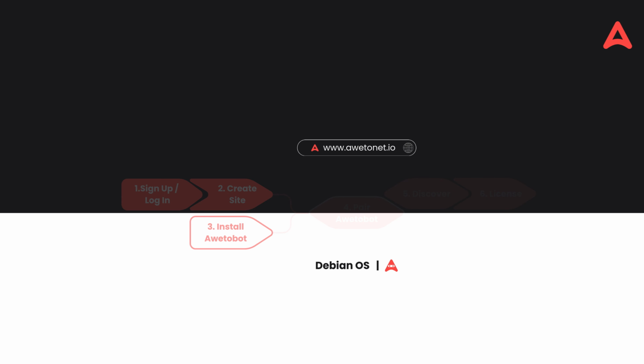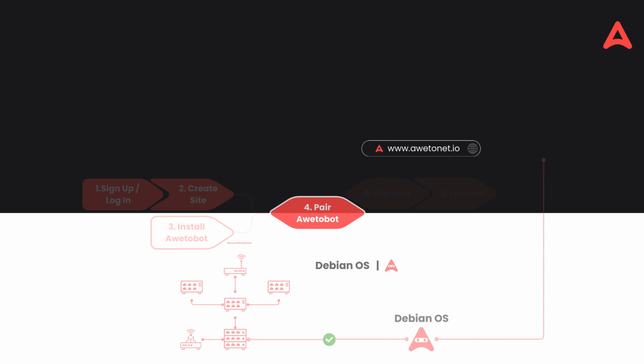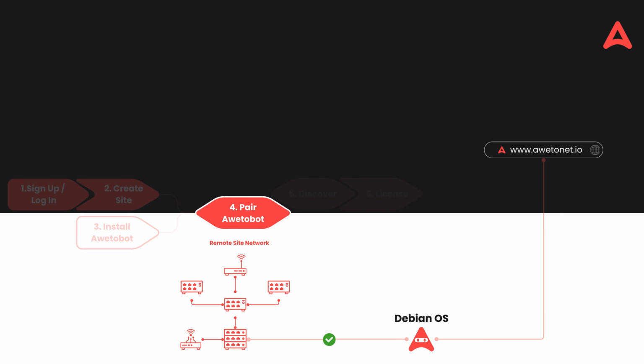Awetobot has been installed, we can proceed with pairing it to the Awetonet-io cloud platform. Before we continue, here are some important notes. The installation of Awetobot can be done anywhere, for example, in the office or any location with a stable internet connection. Pairing, however, is different. It must only be done when Awetobot is connected to the remote site's network to ensure the correct network nodes are discovered. Once you've verified that Awetobot is physically connected to the intended site's network, let's begin the pairing process.